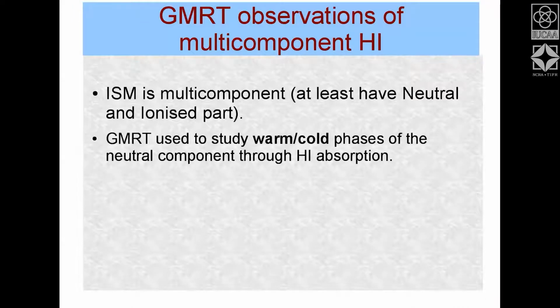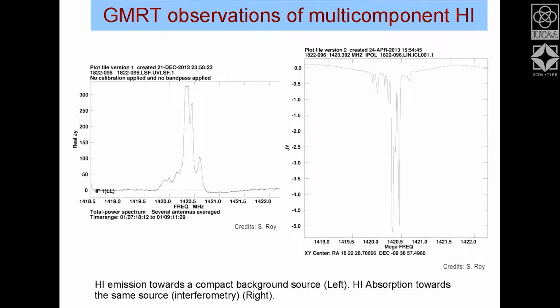Now we will go into something which is really what you are going to do the experiment on. As you know, the interstellar medium is multi-component, with at least a neutral and an ionized part. And here we are talking of the neutral part only, not the ionized part. So GMRT was used to study the warm and cold phases of the neutral component through HI absorption and also through emission. And how it occurs, I will just show you. So this is the case.